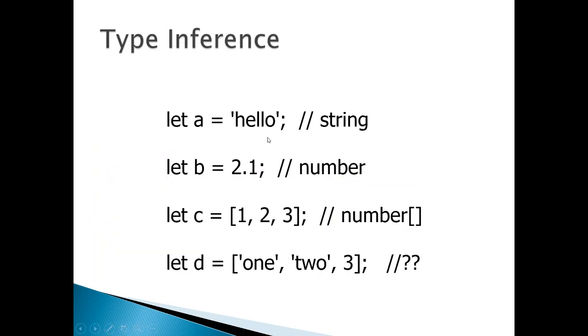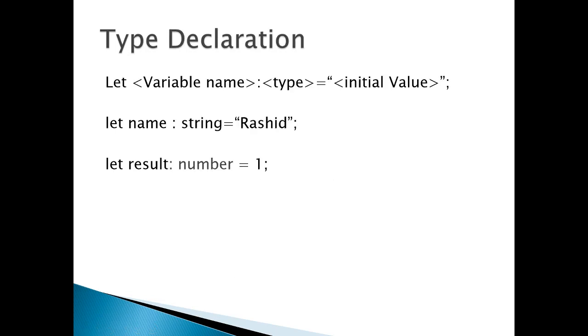Let a be "hello", it is a string. Let b be 2.1, it's a number. Let c be 1, 2, 3, it is an array of numbers. And same, what is this? 1, 2, "3", it is an error because an array can contain only one type. Either it will be of string type or it will be of number type. So you cannot have two types of variables in one array. This is the declaration mechanism.